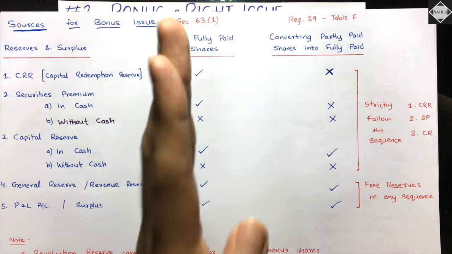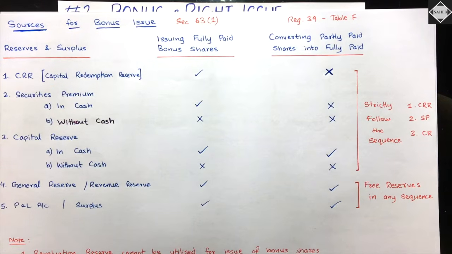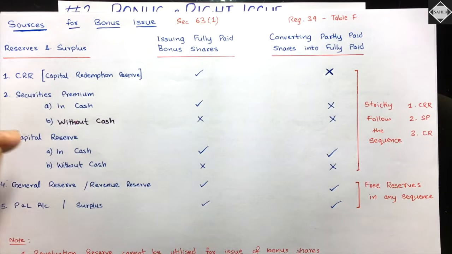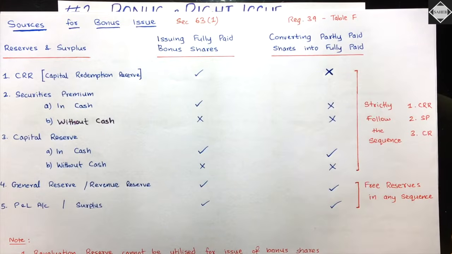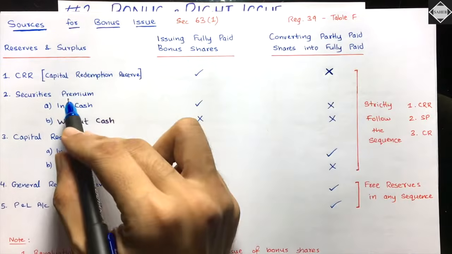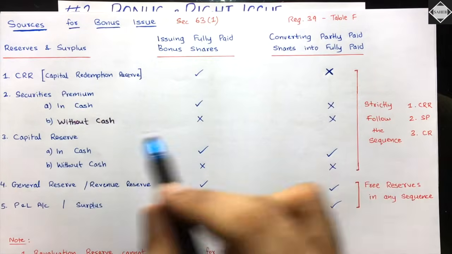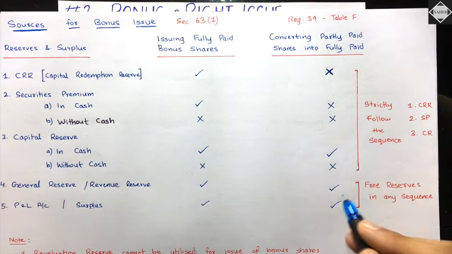To issue fully paid up bonus shares, you can use CRR, securities premium realized in cash, capital reserve realized in cash, and then free reserves. This is the sequence you have to follow, and the sequence is very important. First priority goes to CRR, then SP in cash, CR in cash, and then free reserves in any order. For converting partly paid up shares into fully paid up, you cannot use CRR, you cannot use securities premium. You can only use capital reserve in cash and then free reserves.